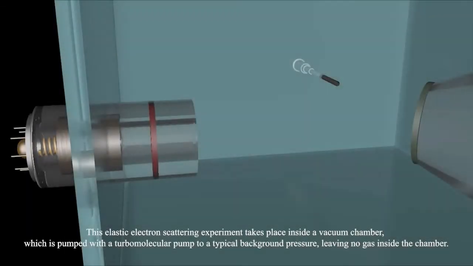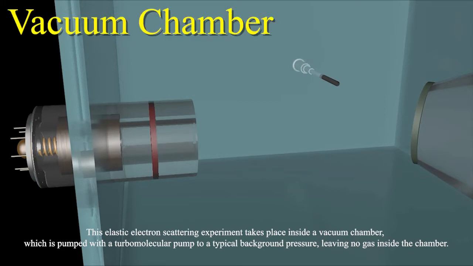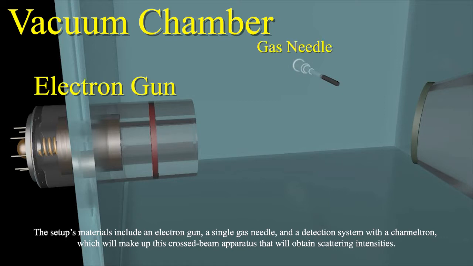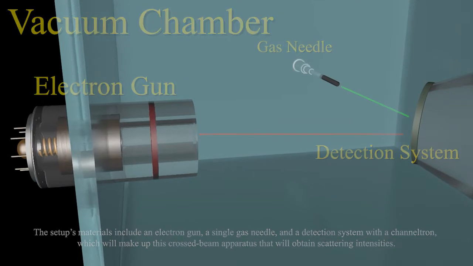This elastic electron scattering experiment takes place inside a vacuum chamber, which is pumped with a turbomolecular pump to a typical background pressure, leaving no gas inside the chamber. The setup's materials include an electron gun, a single gas needle, and a detection system with a channeltron, which will make up this crossbeam apparatus that will obtain scattering intensities.